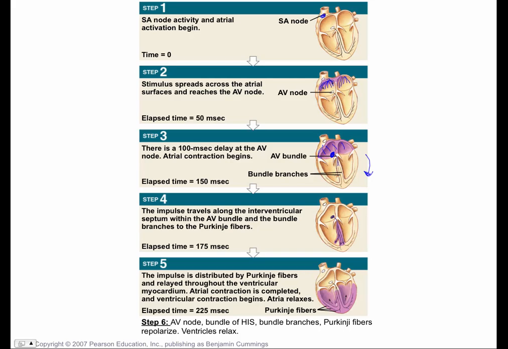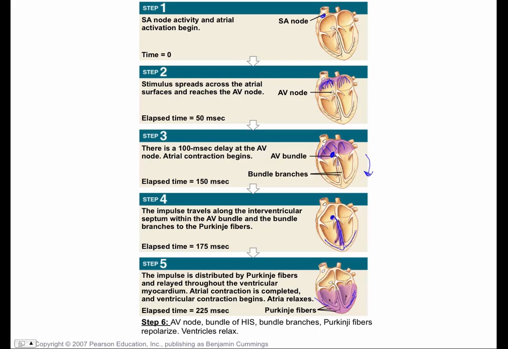And once that happens, then we're going to conduct and spread the signal from the AV node down our bundle of His and also our bundle branches through our interventricular septum, out through your Purkinje fibers. And once we spread it down to your Purkinje fibers, we're going to depolarize all those cardiac muscle cells and tissues, and then we're going to have ventricular contraction. After that, our ventricles are going to relax.